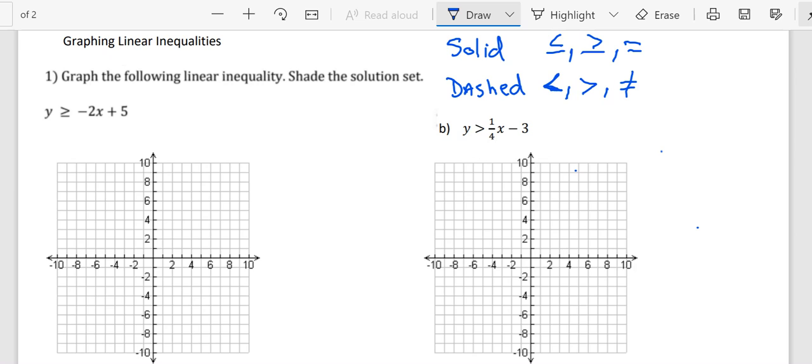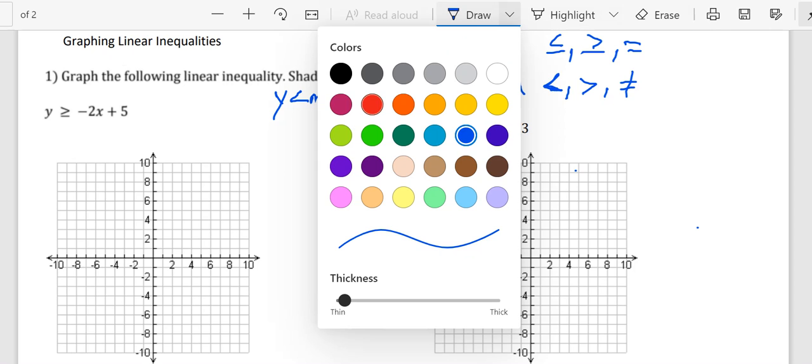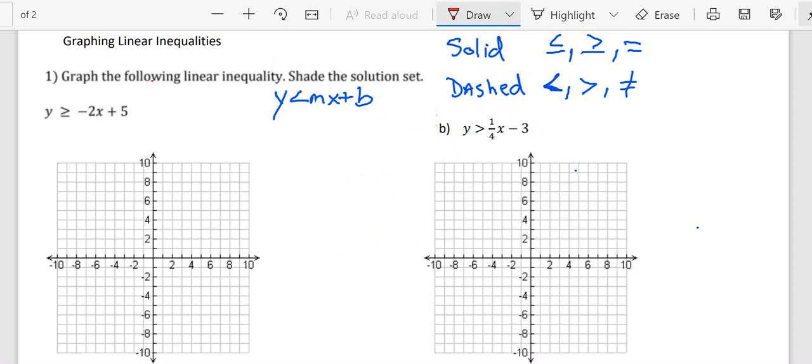So how does this look? Let's look at example number 1. Again, we approach this the same exact way we do the lines. We look at this as basically y is less than mx plus b. We think of it the same way in terms of the slope and the y-intercept. So for this first example, my m is -2 and my b is 5. Again, we start at b, so we're going to go to +5.